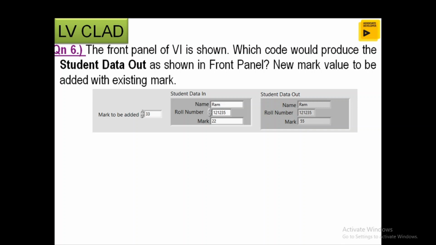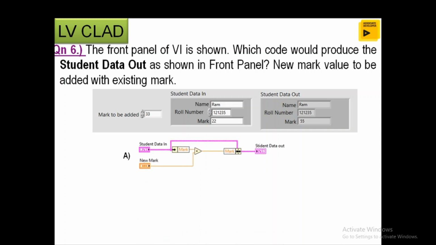Which code is going to provide the result we are expecting in the student data out? The simple function is that a new mark value is to be added to the existing mark. For example, here it is 22 and the new mark I'm giving as 33, so both are added, and finally 55. The remaining things, name and roll number, everything we have in the input will be the same only. We are not doing any manipulation, only the mark alone is to be changed. So which code is suitable to provide that result?